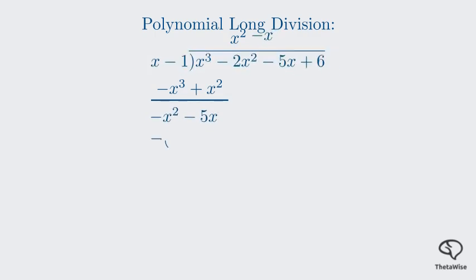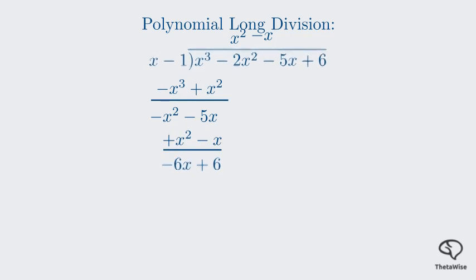We multiply negative x by x minus 1 to get negative x squared plus x, and we write that below. Again, we subtract the entire line. Negative x squared minus negative x squared is 0. Negative 5x minus x is negative 6x. And we bring down the last term, plus 6.